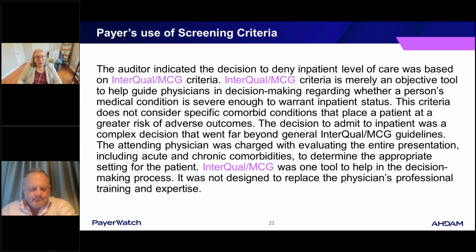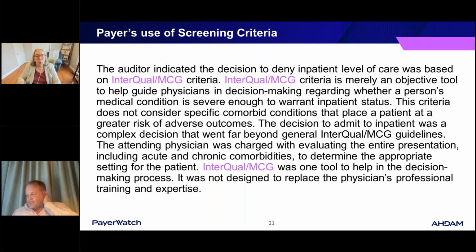Okay, let's go on to another issue that I get questioned about a lot, and we talk about a lot in the community, and that's the payer's use of screening criteria. So I have a couple of different examples. One is when the payer uses screening criteria and they've denied your inpatient admission. So this is where we're talking about inpatient here. So they use InterQual or MCG. Those are the two main screening criteria we see hospitals use.